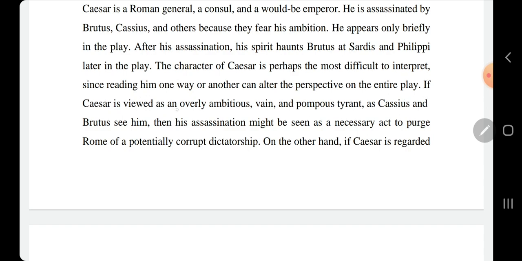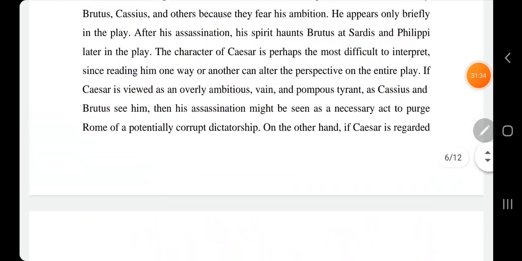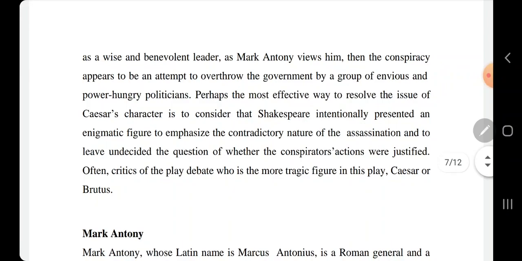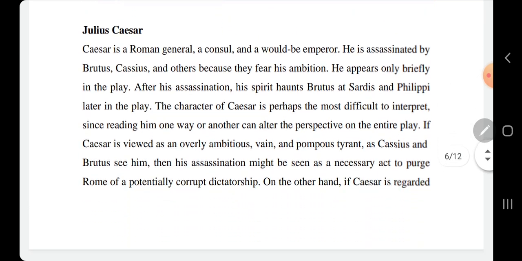So, if Caesar is viewed as someone who is ambitious, or someone who's vain, and someone who's a tyrant, then why do the other, supposed to be friends or other people, try to assassinate him, such as Cassius and Brutus? So some of them believe that Julius Caesar was a tyrant, and some of them believe that he was actually a really wise leader. And we will come to that later when we discuss why his friend assassinated him. Where is the reason behind that? So this is Julius Caesar.